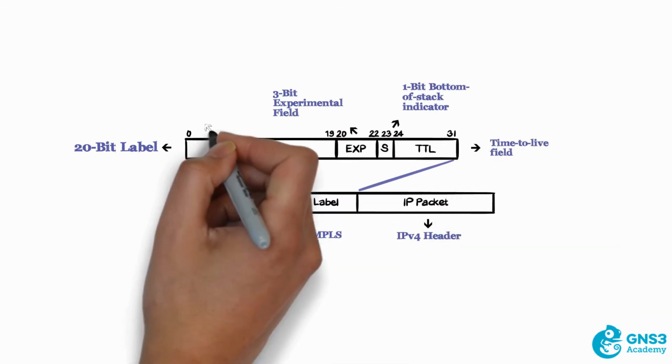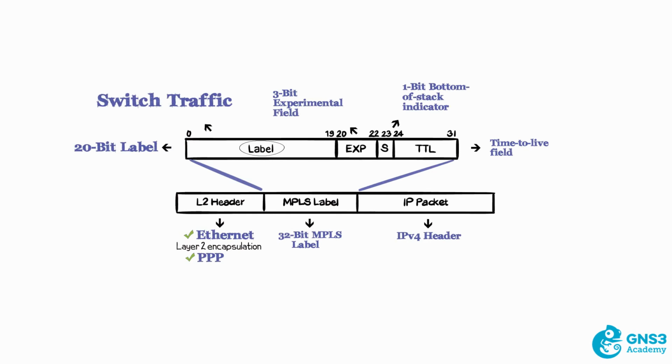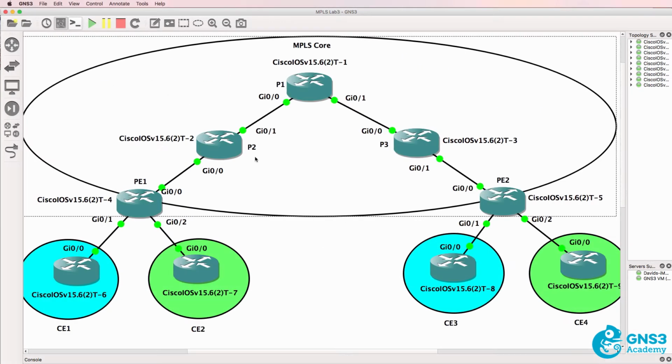Labels are used to switch traffic once again from one interface to another. So P1 could receive traffic destined to CE3 on this interface with a label of 20, and then swap it with a label of 21 and forward it out of this interface.